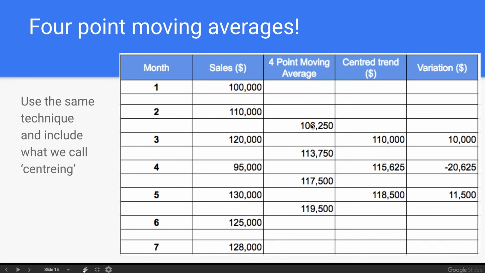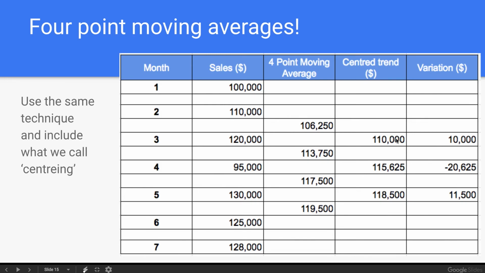your 106,250. Then you do the same again, 110, 120, 95, 130 gets you this, and then continue to 120, 95, 130, 125, it gets you that. Finally, 95, 130, 125, 128 gets you that. The center trend is where you then take the two 4-point moving averages and you average those out. You find a center line for those. And then you do the same here between these two, and then the same here between these two.